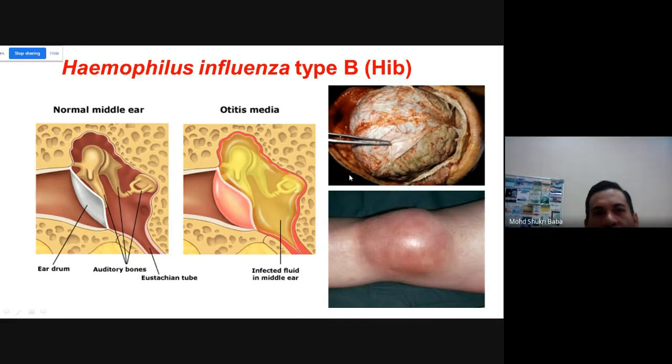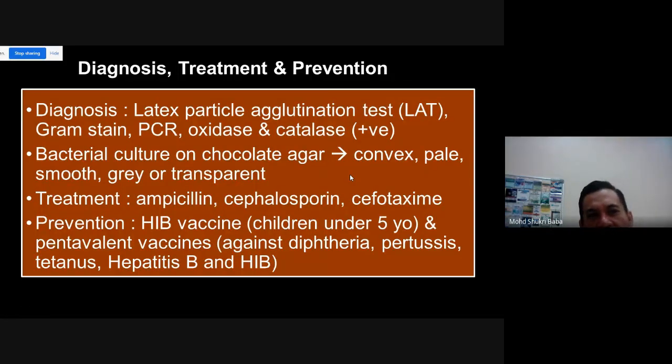Alright. Diagnosis, you can use a lab, it is a latex particle agglutination test, also gram staining, okay, PCR, of course, oxidase and catalase. If you run oxidase and catalase test on the specimen, you get positive if that specimen is contaminated or contain the HIB. Alright. Bacterial culture on chocolate agar, okay, can be performed. And what happened? Okay, you observe convex, pale, smooth, and gray, also gray or transparent colony, okay, pada chocolate agar.